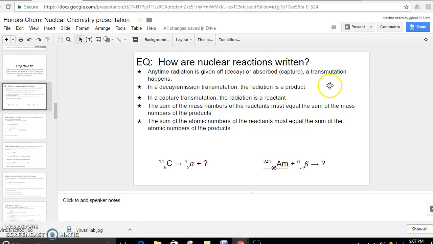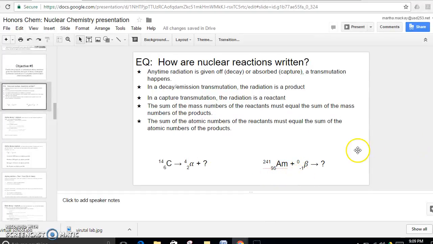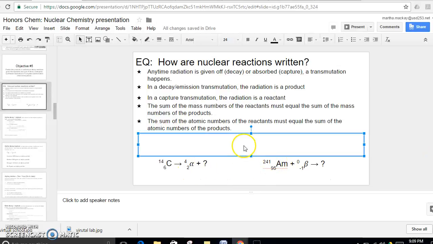So in a decay emission, the radiation is going to be on the product side. So that's what I show you down here. This is a decay because it's on the product side. In a capture transmission, the radiation is a reactant. So here I have it as a reactant. In this case, carbon is going to lose an alpha particle, and in this case, americium is going to gain a beta particle. So here are some basic equations for you to look at.